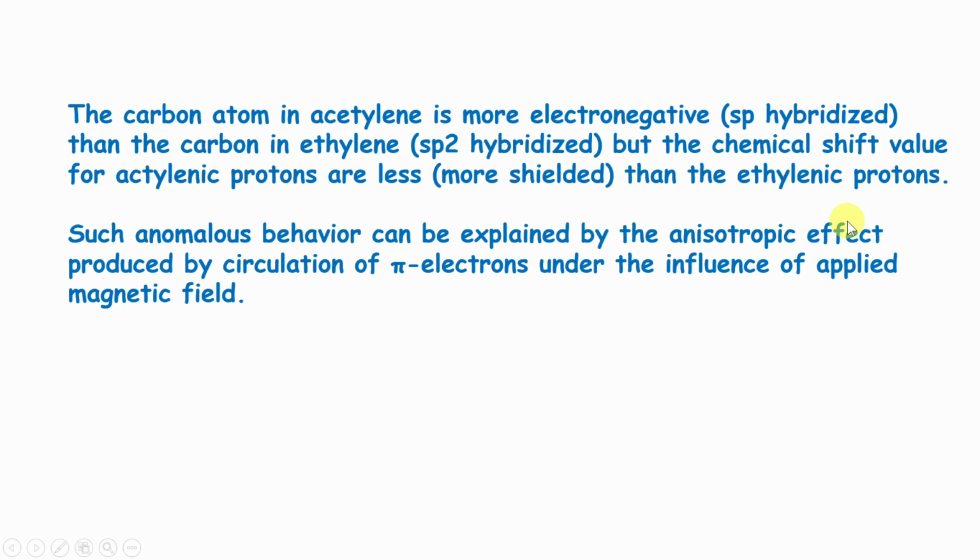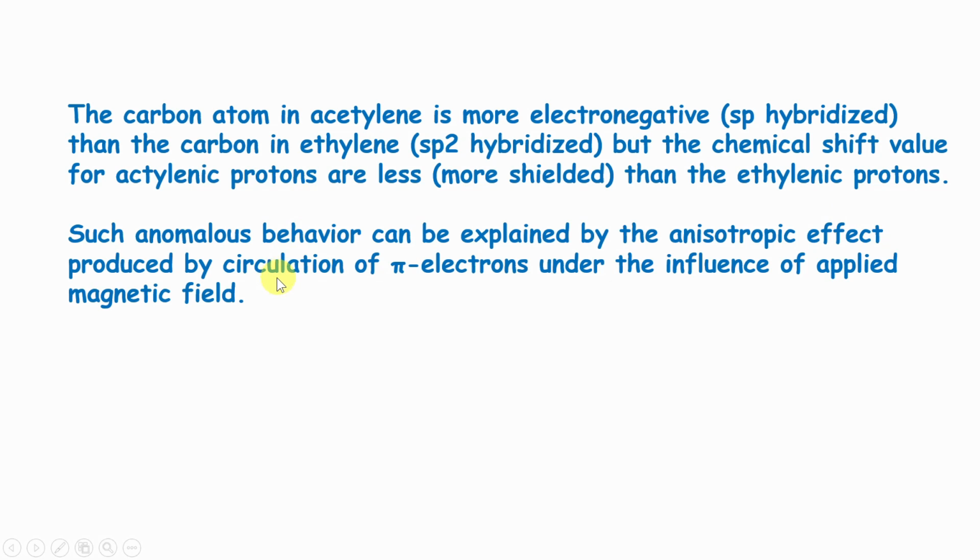Usually an electronegative element attached to the carbon bearing a proton increases the chemical shift of that proton. But even though the acetylenic carbon is more electronegative, that is, the sp hybridized carbon is highly electronegative compared to sp2 and sp3 hybridized carbon, the proton present in this acetylene molecule has a low chemical shift value. We can say acetylenic protons have less chemical shift, or they are more shielded than the ethylenic protons.